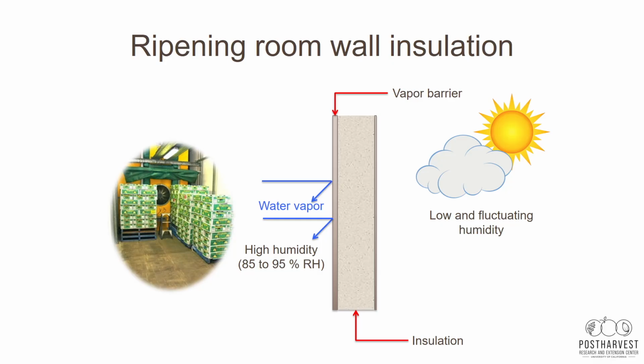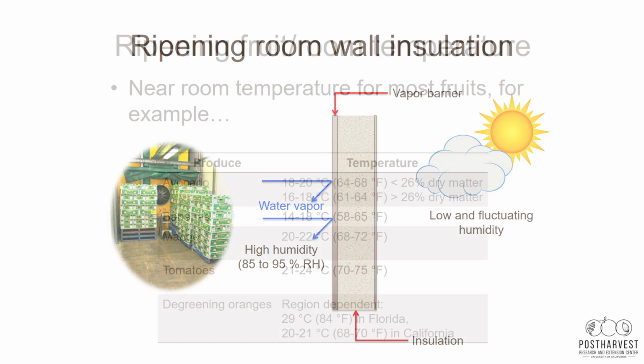This is what you need when you're initially designing the room. It's not just any room. You need to have a good insulation that keeps that water vapor inside our room, and the fluctuations of climate do not affect the conditions of our room, basically.